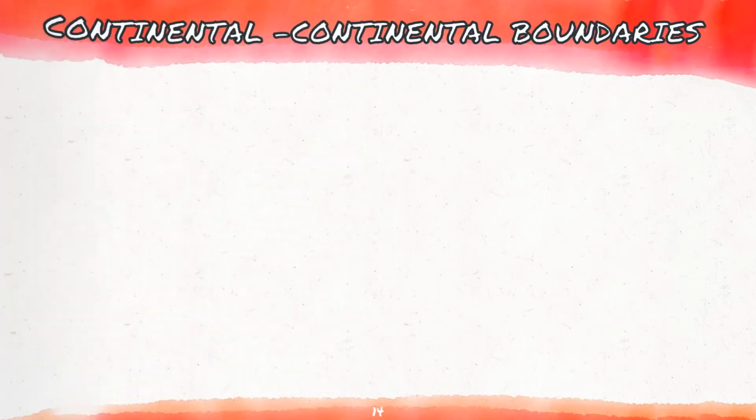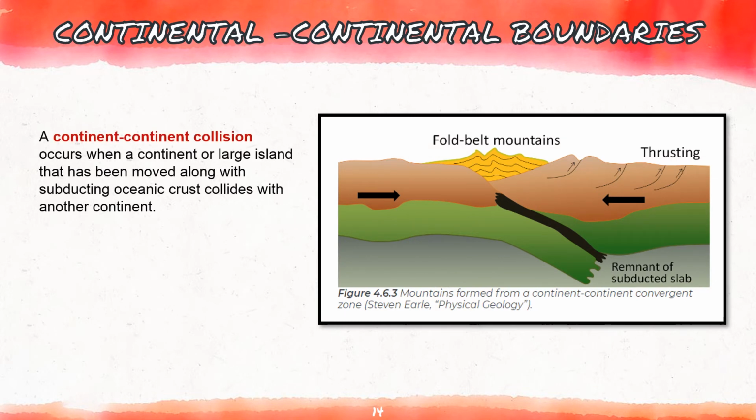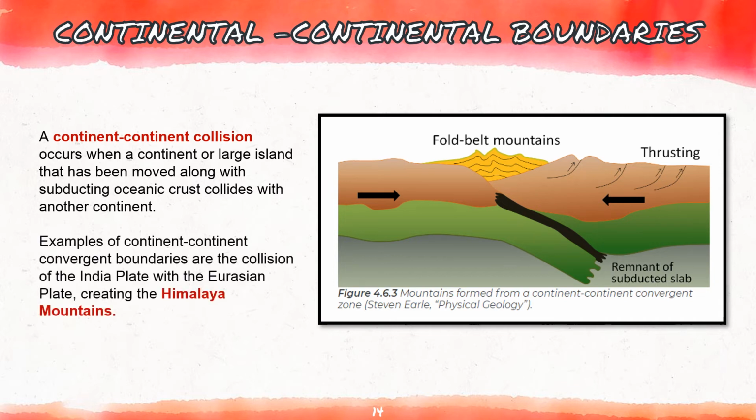Additional information: a continent-to-continent collision occurs when a continent or large island that has been moved along with subducting oceanic crust collides with another continent. An example of a continent-to-continent convergent boundary is the collision of the India Plate with the Eurasian Plate, which creates the Himalaya Mountains.